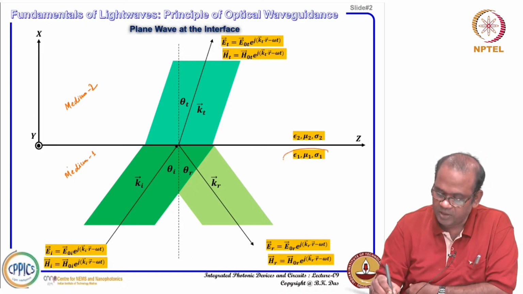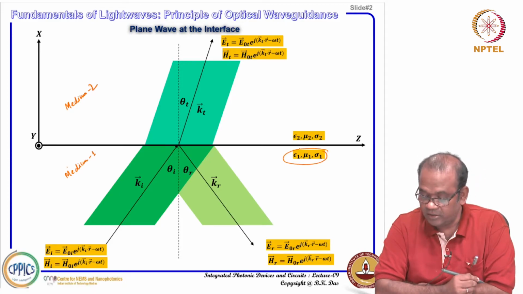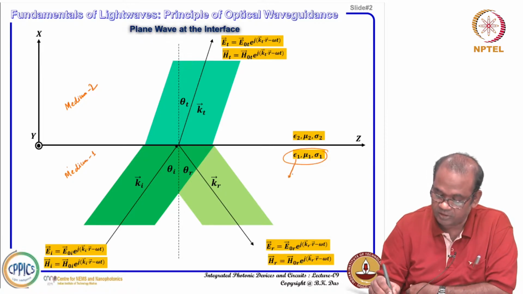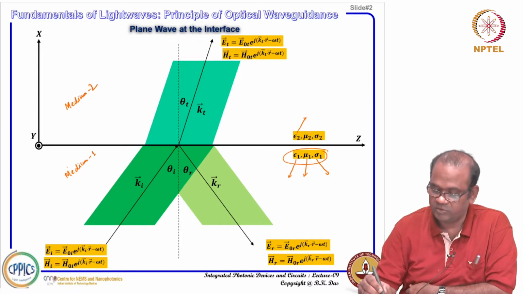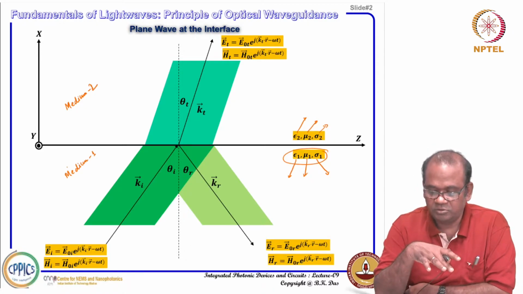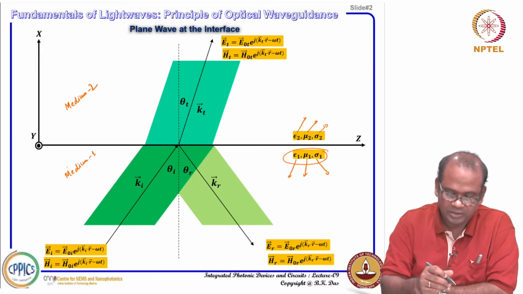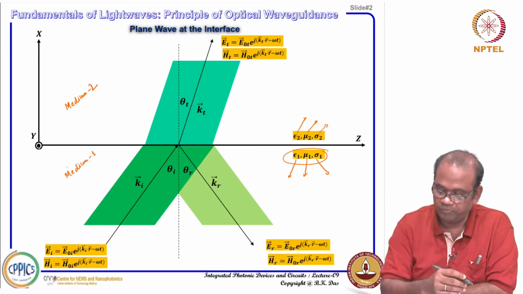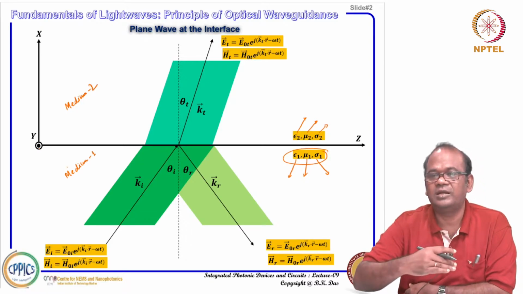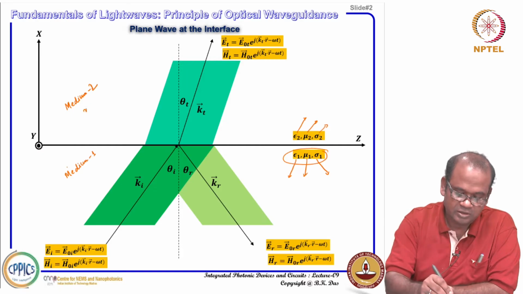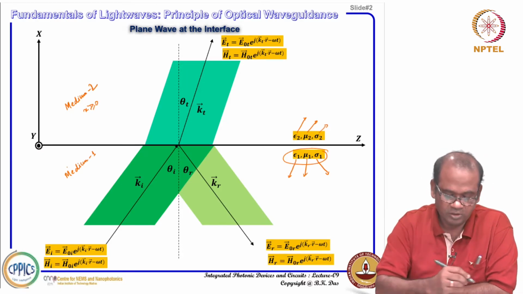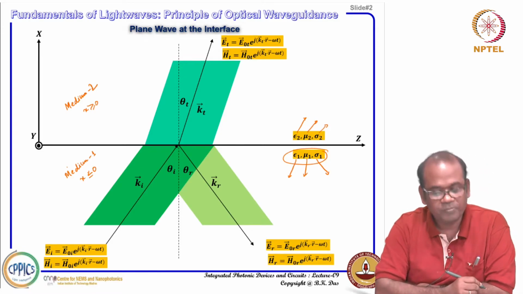Medium 1 is characterized by its electromagnetic parameters: permittivity epsilon 1, permeability mu 1, and conductivity sigma 1. Similarly, medium 2 has permittivity epsilon 2, permeability mu 2 and conductivity sigma 2. We are just considering two media characterized by these parameters, meeting at x equal to 0, the yz plane. The yz plane can be considered infinitely extended, and for x greater than 0 you have medium 2, and for x less than 0 medium 1.